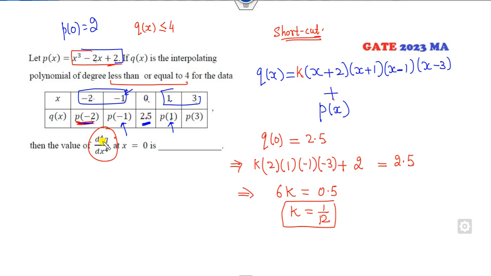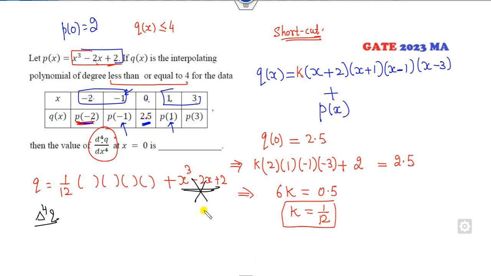Now your target is to find the fourth derivative of this polynomial. So what is the q of this? So k is my 1 over 12 into x plus 1, x minus 1, this plus px. Px will be my here. Fine. Now rest is part simple. You have to find the del 4 q. There is a fourth derivative. This is the cubic, so the fourth derivative of it will be 0.